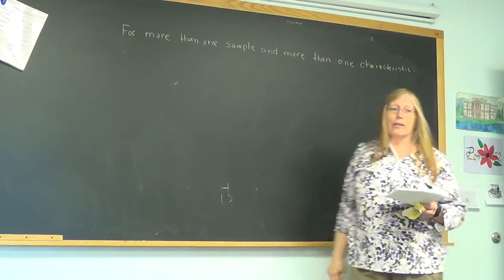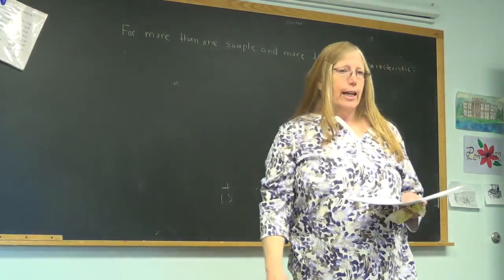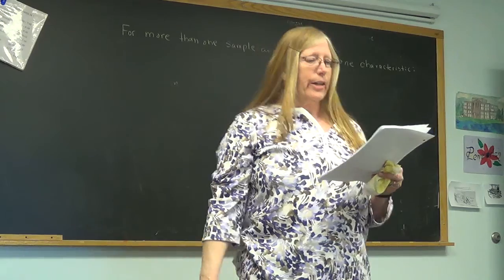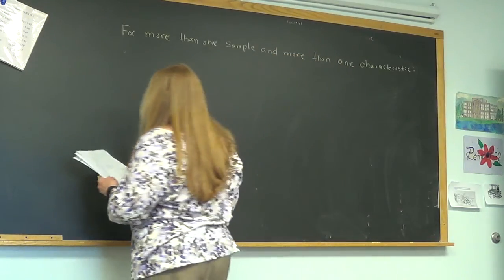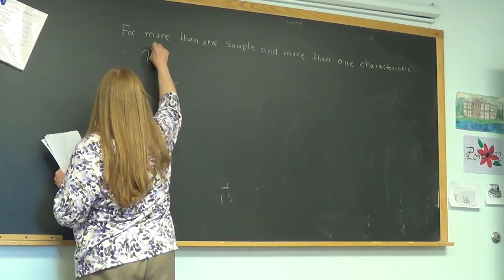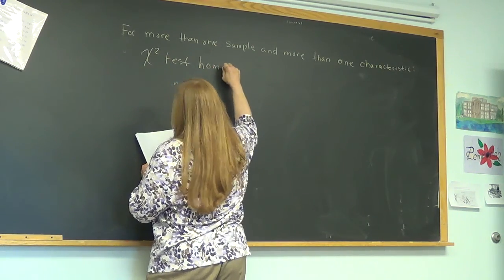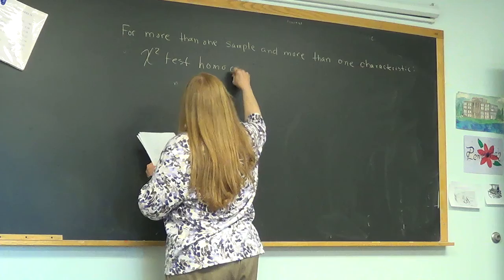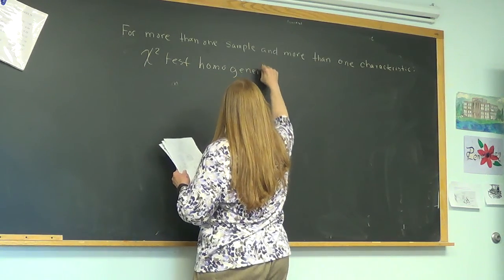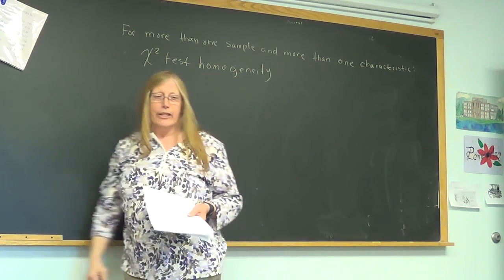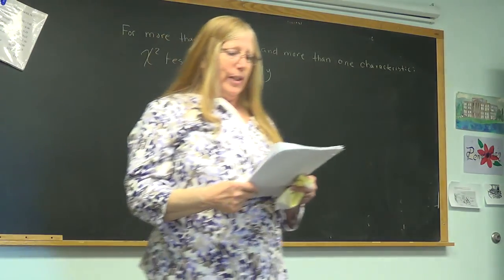In this case, we cannot use the goodness of fit chi-squared test. We have to pull out another chi-squared test, and the next one is the chi-squared test for homogeneity. Nice word, huh? Then we're going to look at the chi-squared test for homogeneity.